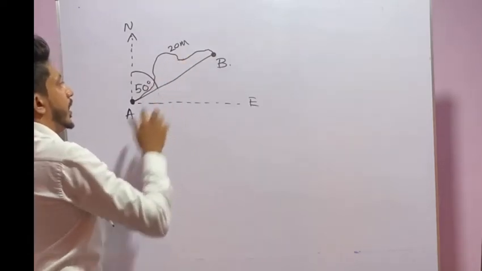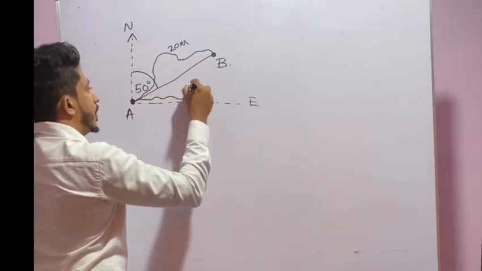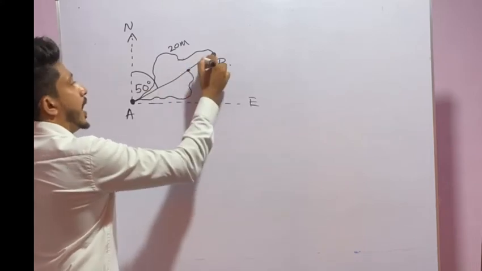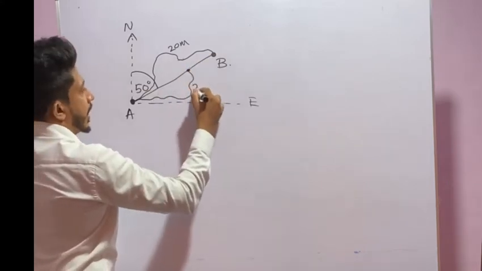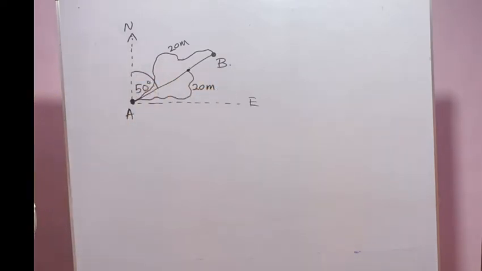How? Let's say there is another path, and there's a position in this line, and that path distance is also 20 meters.